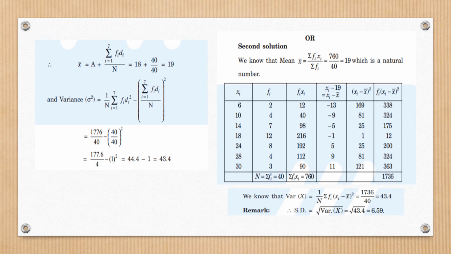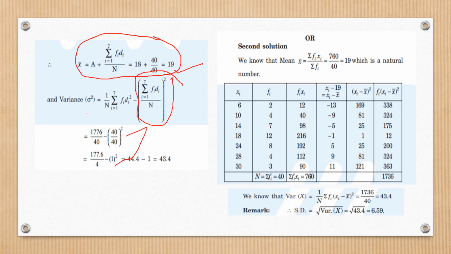Now the formula for x bar is a plus 1 by n times summation fi di. So it is 18 plus 40 by 40, that is 19. And variance is 1 upon n times summation fi di square minus summation fi di upon n whole square. This is actually nothing but x bar if you see it carefully, right? So it is 1776 by 40 minus 40 upon 40 whole square, that is 1 square, and that is 43.4.